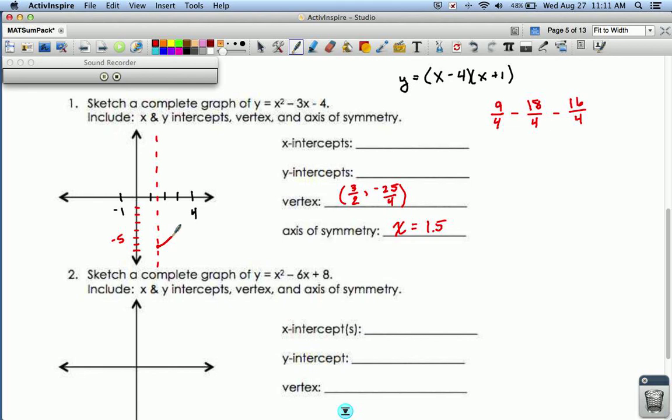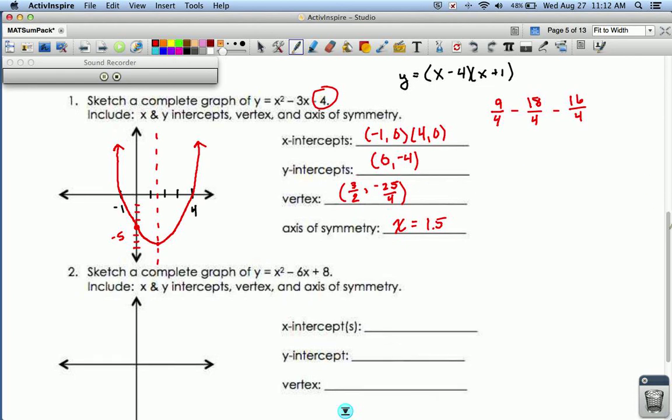So we can create our parabola at this point with those 3 very important points. And of course we also know that negative 4 is our y-intercept. 0, negative 4. Here I have negative 1, 0, and 4, 0. Alright, let's look at problem 2 now.